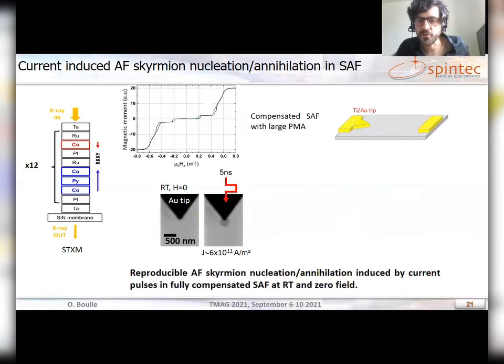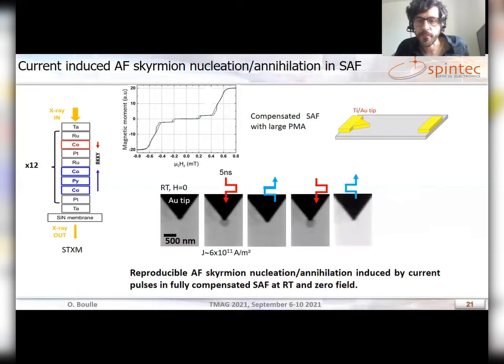When injecting a second pulse with the opposite polarity, the skyrmion can be annihilated. This process is very reproducible. So this experiment demonstrates the reproducible antiferromagnetic skyrmion nucleation and annihilation induced by current pulses in fully compensated SAF at room temperature and zero field.